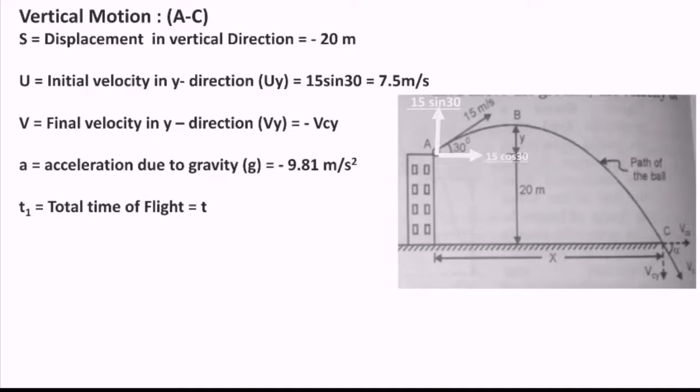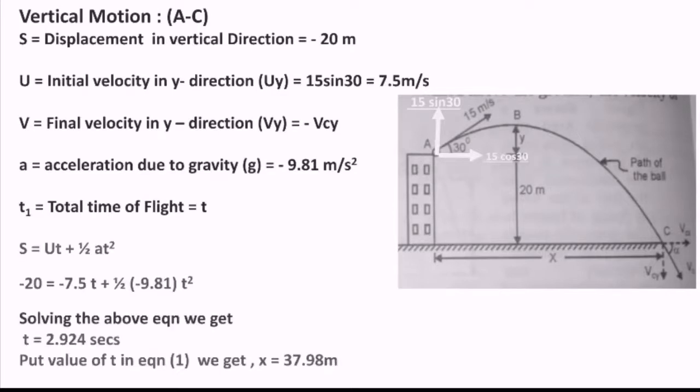S is equal to ut plus half at square. On substituting all the values, I will get the answer for T as 2.924 seconds. That means total time of flight from point A to C is 2.924 seconds. Substituting this value of T in equation 1, I will get the value of X, that is range of the motion, as 37.98 meters. That means the object will fall 37.98 meters in front of the building.